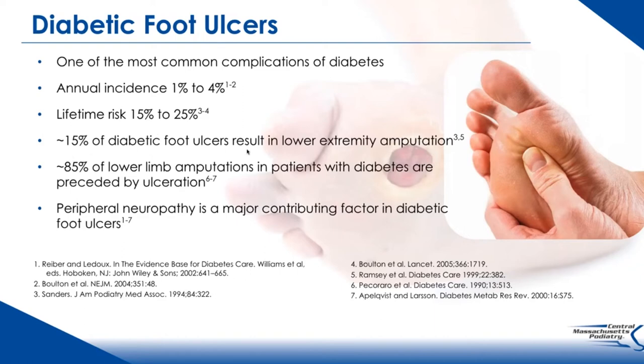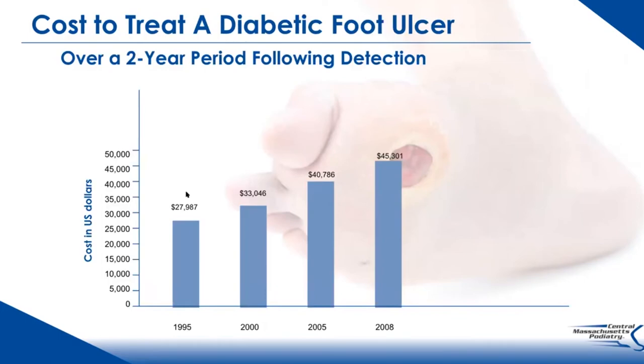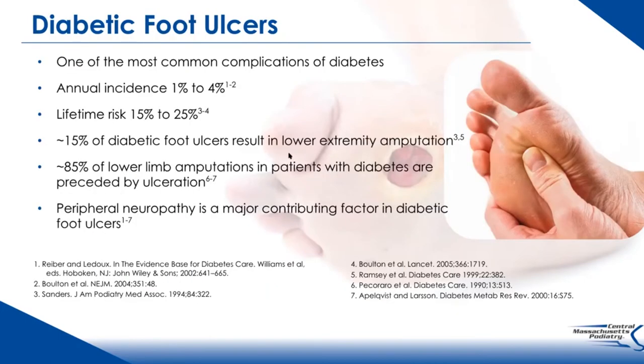Now, this is the key that you have to be aware of. 15% of diabetic foot ulcers result in lower extremity amputation. So of those that get ulcers, 15% lead to an amputation. That's what we want to avoid. Now, this is even more shocking. 85% of amputations in people with diabetes are preceded by ulcers. So basically all amputations are started by an ulcer, okay? But only 15% go on to it. So yeah, that's why we want to avoid an ulcer at all costs.